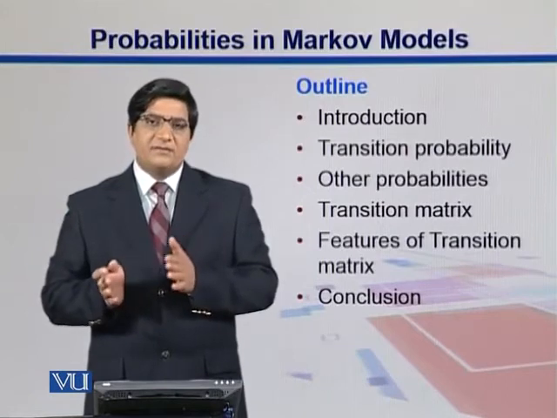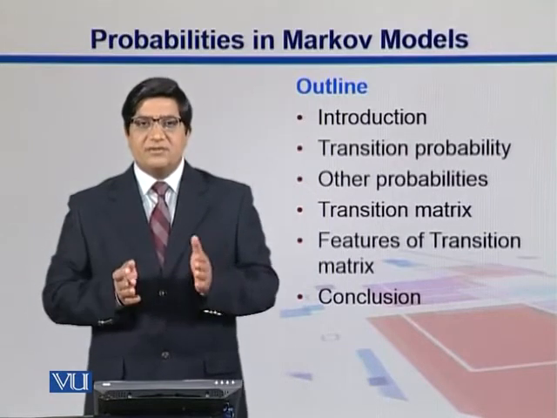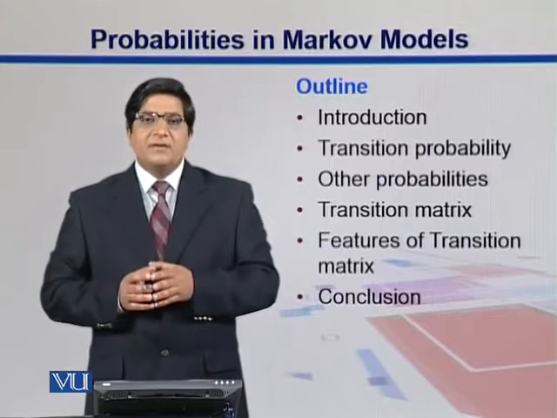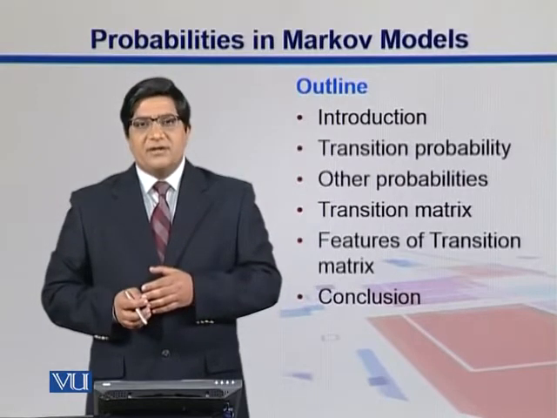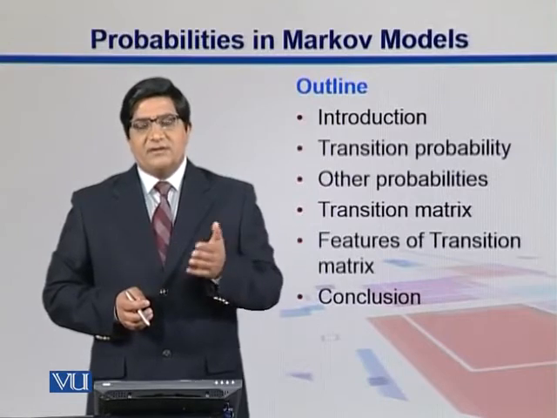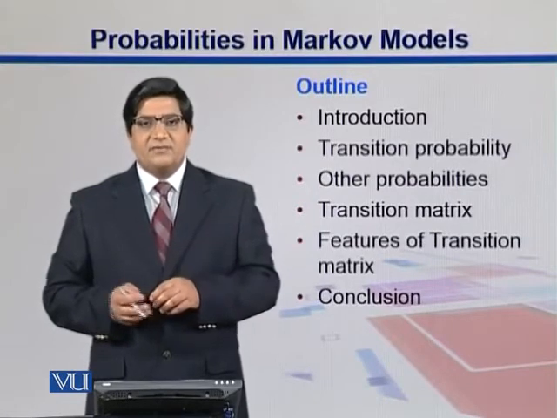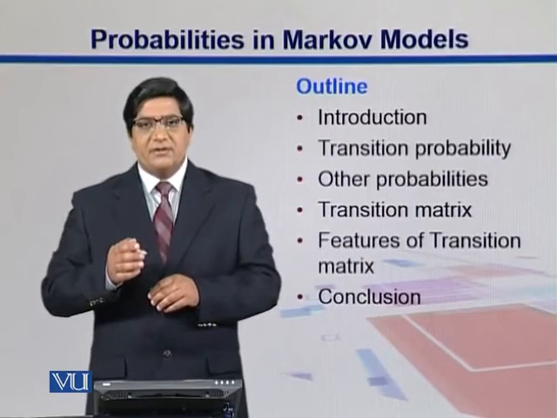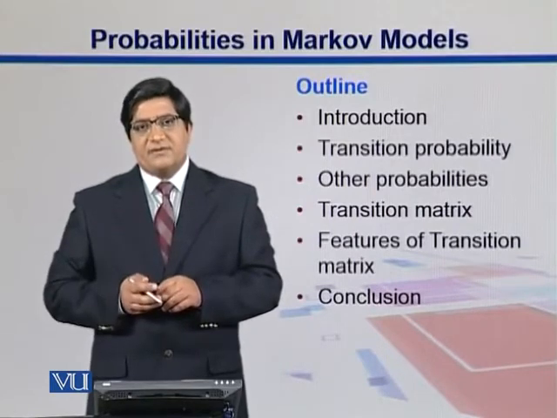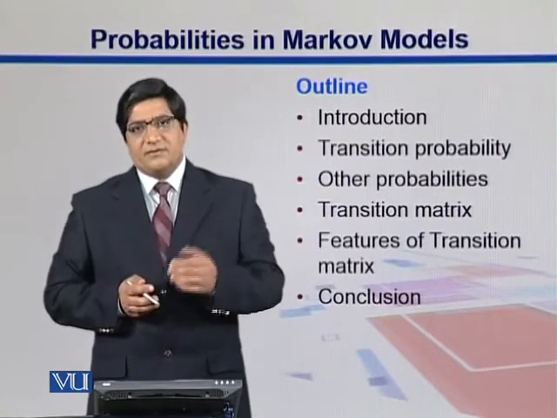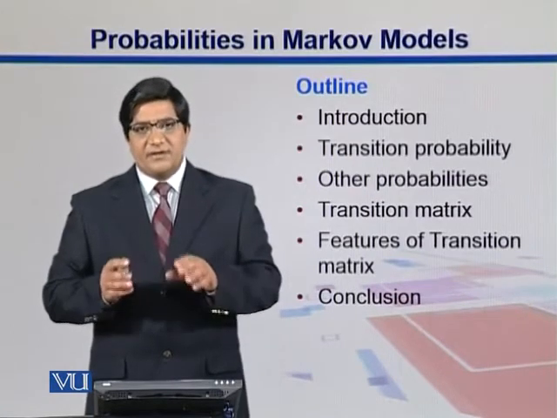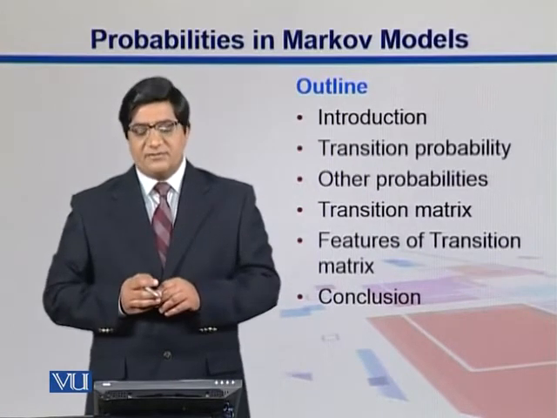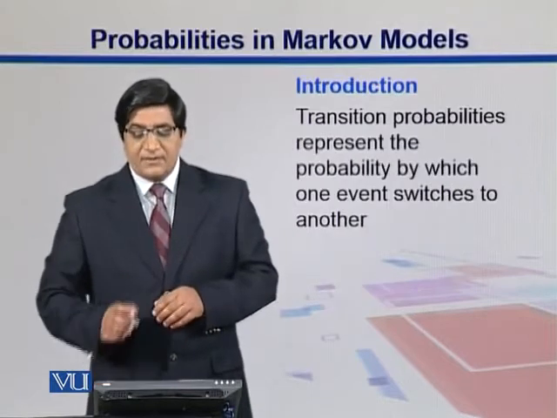In that case, the probability of switching is actually your transition probability. Then within that state, you can stay, and you can throw this die like 10 times. So in that case, you are staying within the same state. That has a different type of probability associated with it. So we talk about in this section what kind of probabilities are associated with this process.